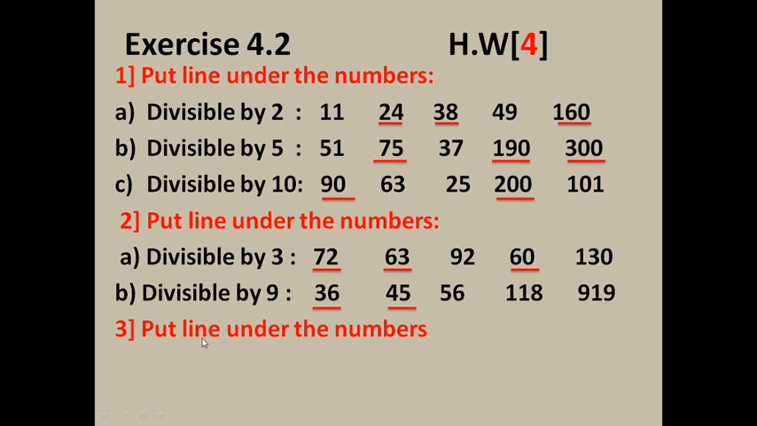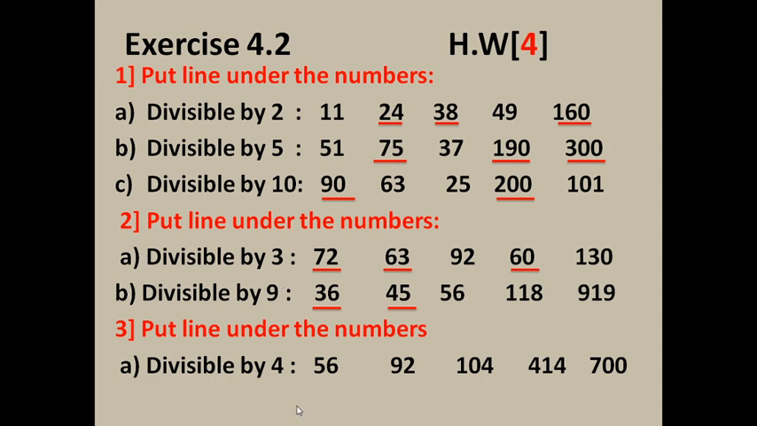Now here, put a line under the numbers divisible by 4. If the number ends with 00, or the last 2 digits you can divide by 4, it is divisible by 4. So first, this is here 700, 414, 104. Okay, so like this it is divisible by 4.